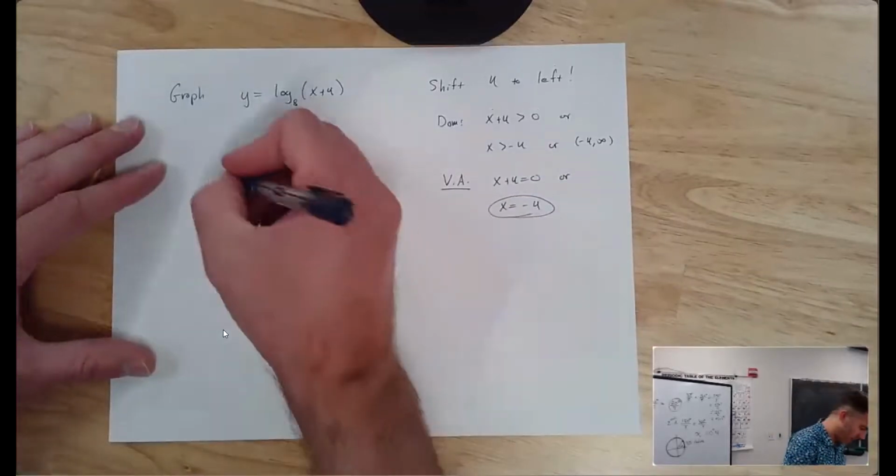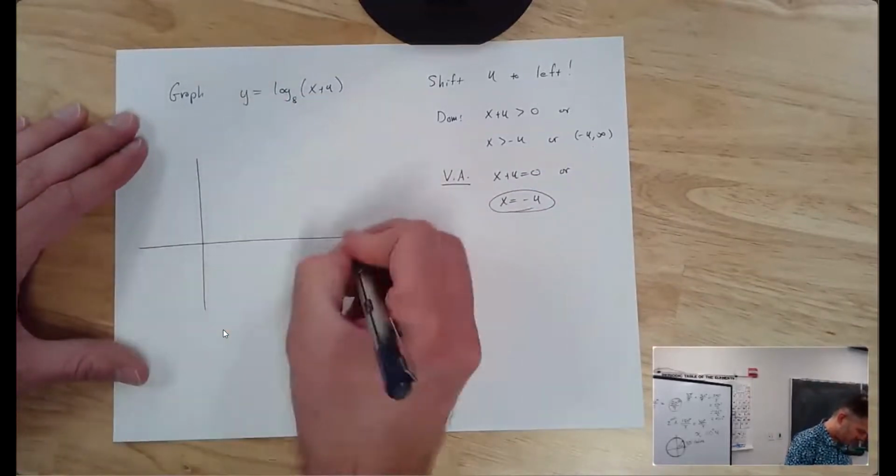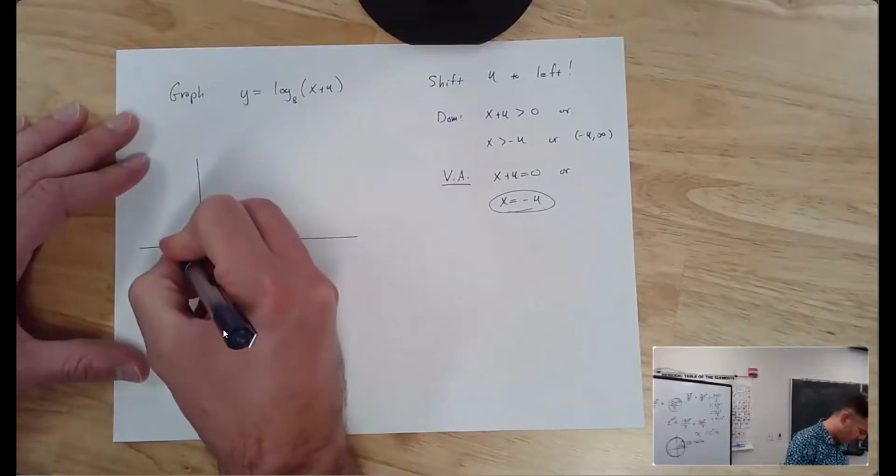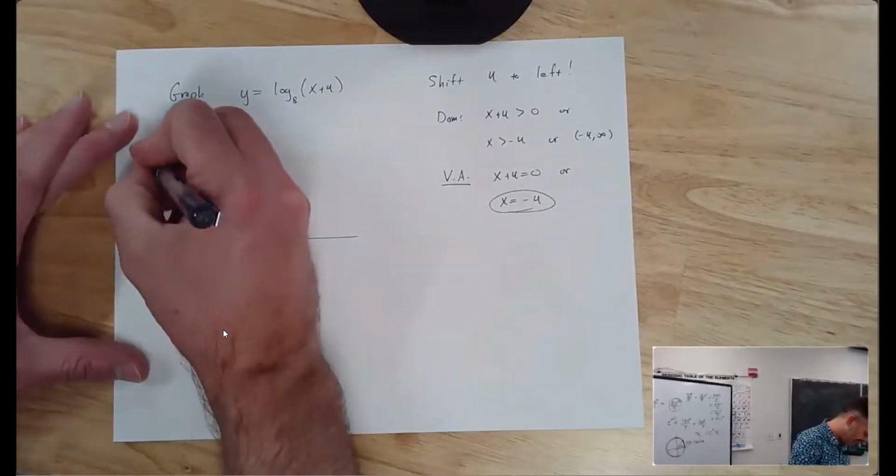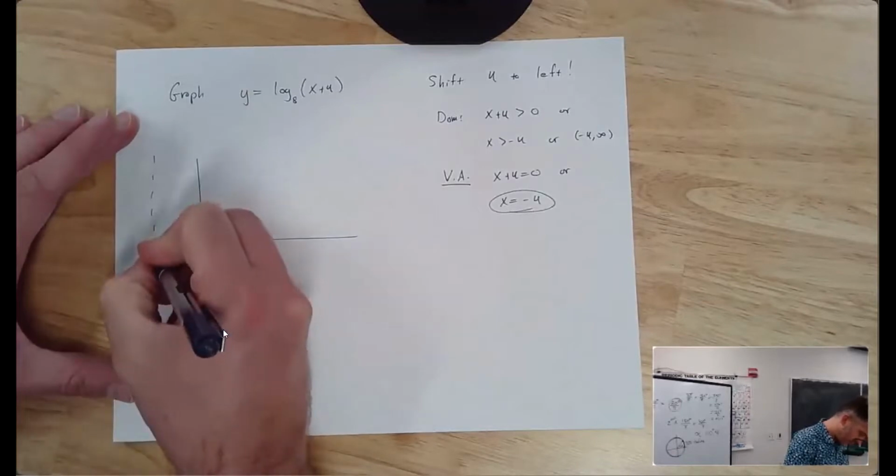Well, let's actually start drawing it. So we know we can go 4 to the left.